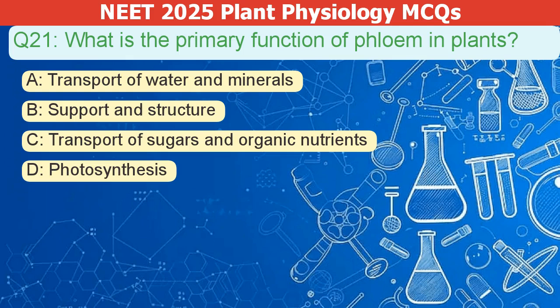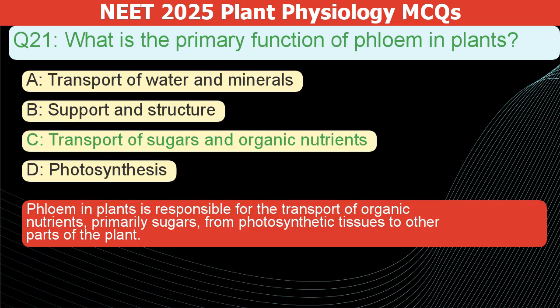What is the primary function of phloem in plants? A. Transport of water and minerals. B. Support and structure. C. Transport of sugars and organic nutrients. D. Photosynthesis. The correct answer is C. Phloem in plants transports organic nutrients, primarily sugars, from photosynthetic tissues to other parts of the plant.